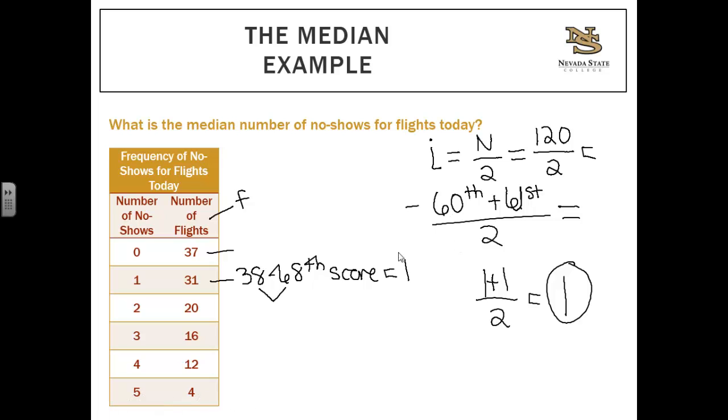Now you could start at the bottom and work your way up if you like. So scores 1 through 4 are 5. Scores 5 through 16 are 4. Scores 17 through 33 are 3. Scores 34 through 54 are 2. And then scores 55 through 86 are 1. And 60 and 61 fall between that. So you're still looking at two scores of 1 as your two midpoints.